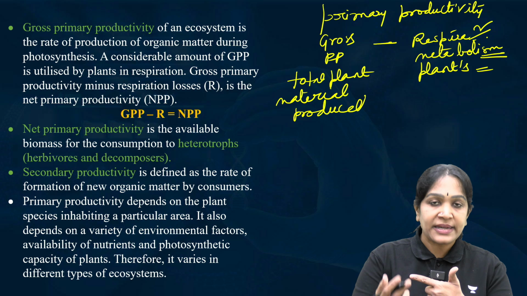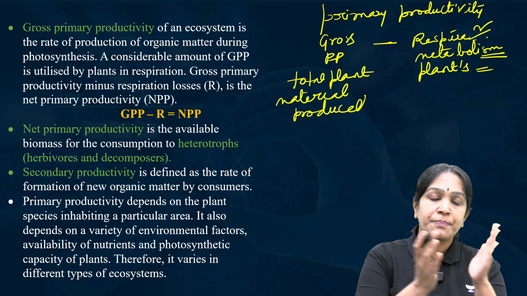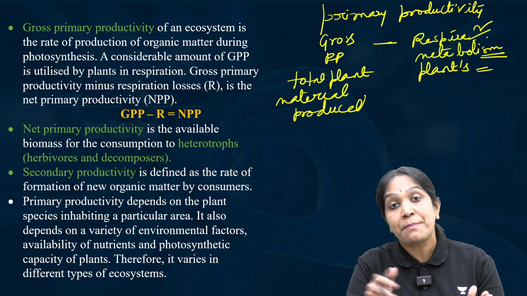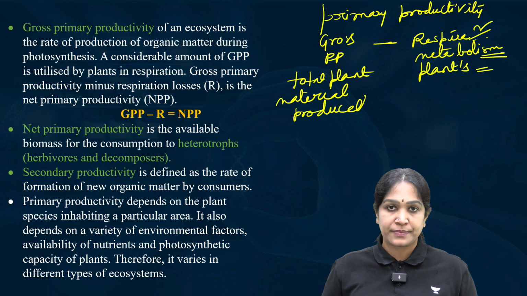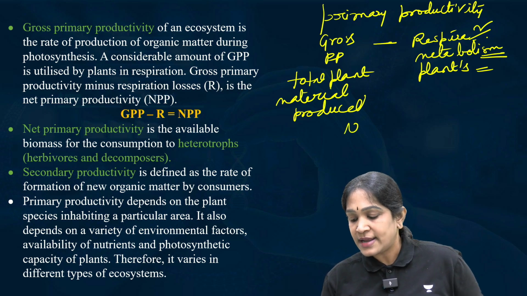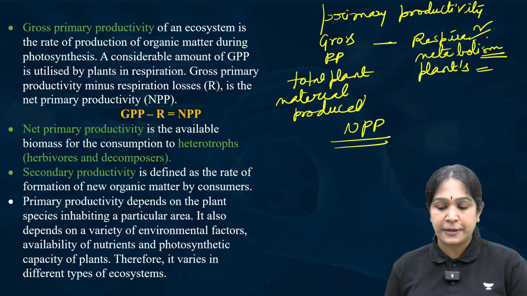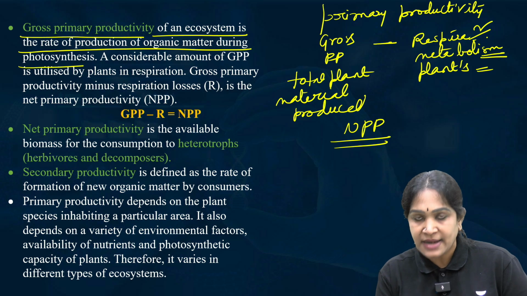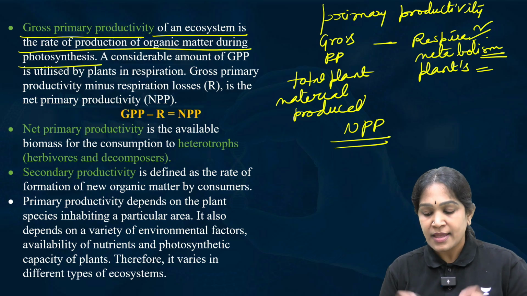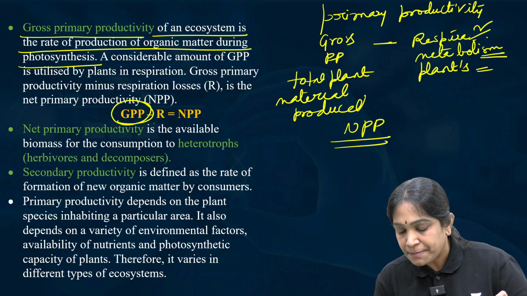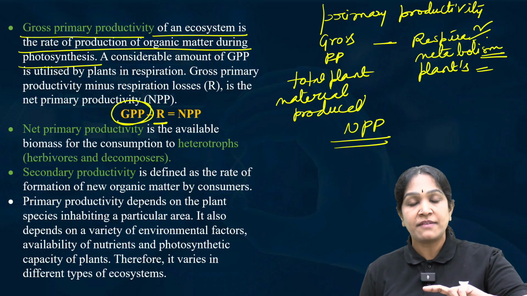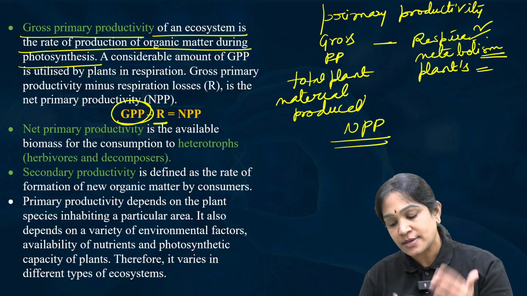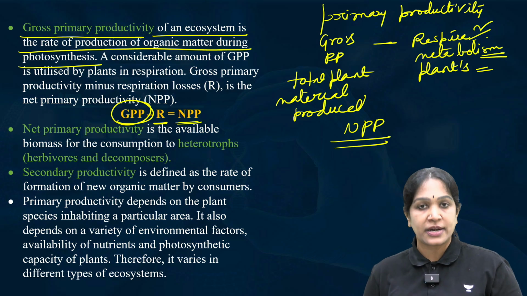The total plant material produced by the plant using the process called photosynthesis, minus the plant material which is used by the plant for its own metabolism through respiration, is called net primary productivity. Gross primary productivity of an ecosystem is the rate of production of organic matter using photosynthesis, and gross primary productivity minus respiration, that is, the plant material utilized by the plant itself for its own metabolism, is called net primary productivity.